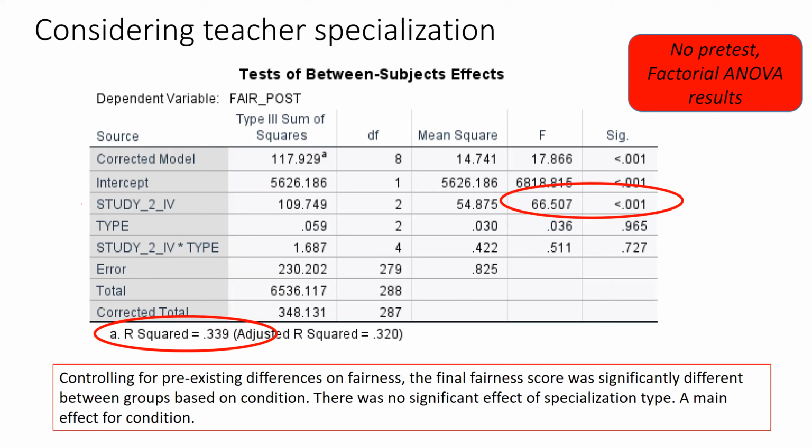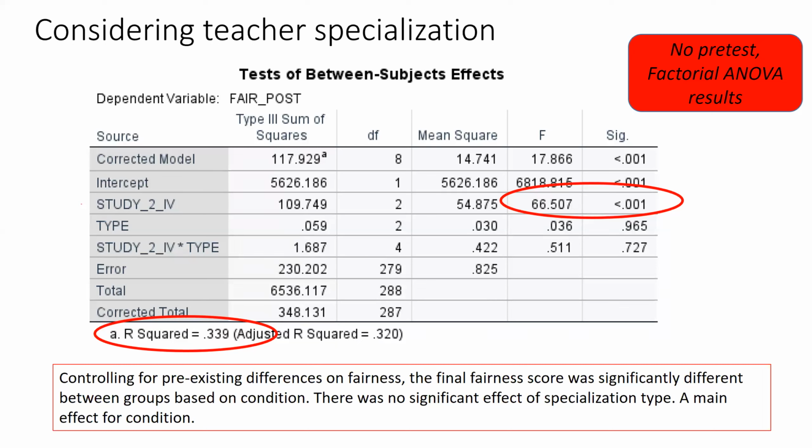So our interpretation of that could be controlling for pre-existing differences. Oh, I'm so sorry. Strike that line. I can't strike it on the video, but this is a case where we are not controlling for pre-existing differences on fairness. So in the box at the bottom, please ignore the first clause.